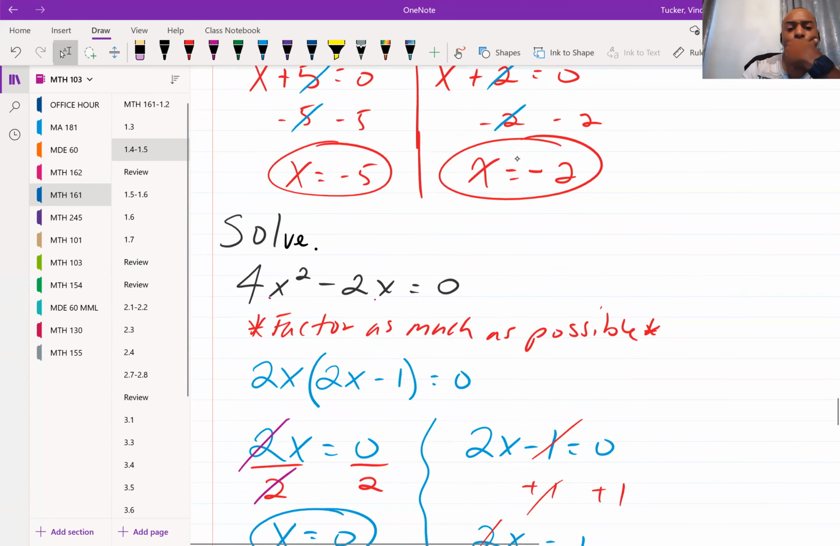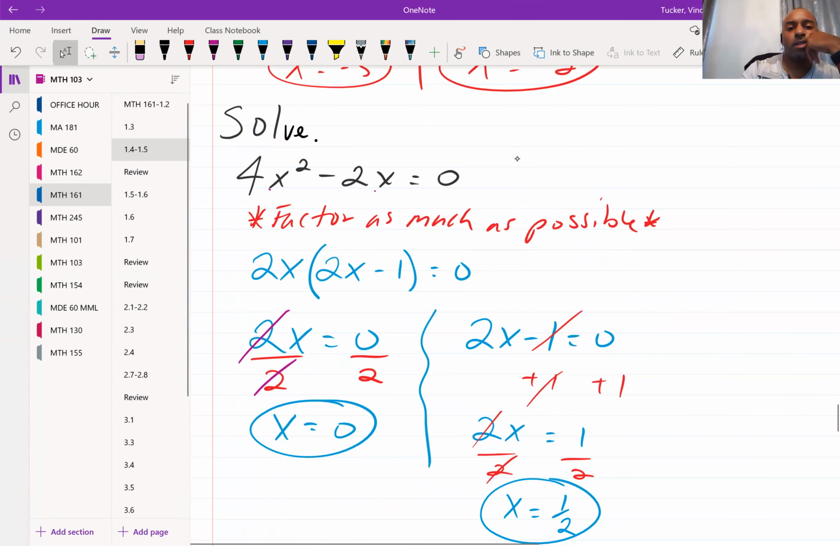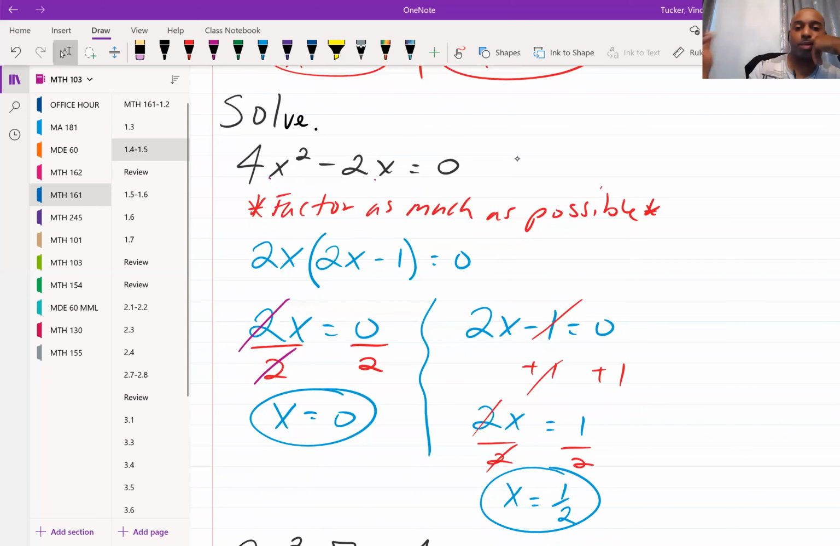Once you've factored out the 2x and factored that expression as much as possible, then you can set each piece equal to 0. Originally we have this going on: 2x equal to 0, 2x minus 1 equal to 0. Then we can go ahead and solve both. In the first one, we divide by 2 on both sides, and that'll be x equal to 0. In the next one, you add 1 to both sides, then divide by 2. X is equal to 1/2.